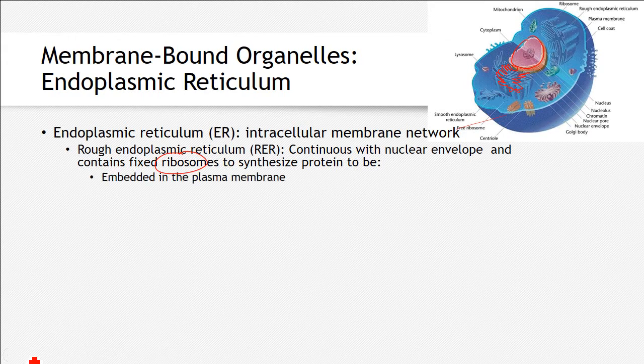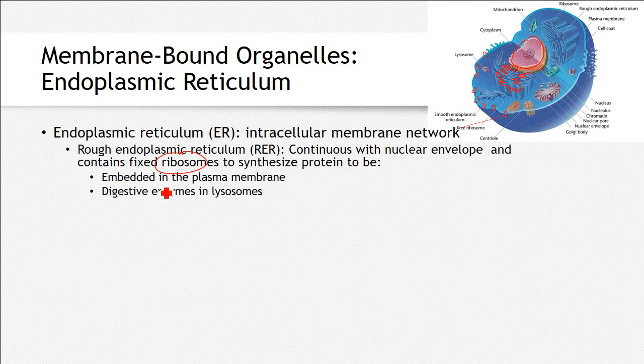These are the proteins that are going to be embedded on the plasma membrane, and you guys should know already what kind of proteins are embedded in the plasma membrane. There are the transmembrane proteins that we talked about, the peripheral proteins, the enzymes, or the receptor proteins that are going to be embedded on the plasma membrane.